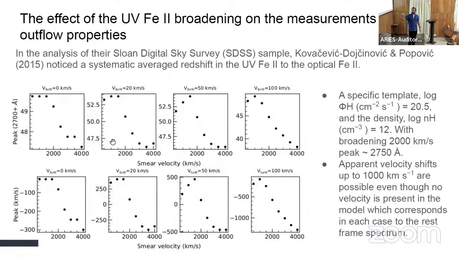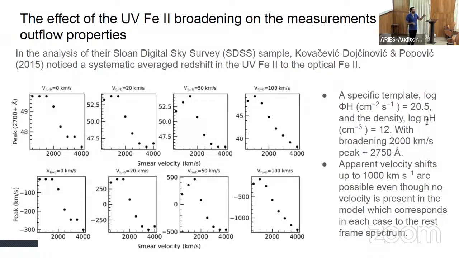Okay, so then we check whether there is an effect of broadening in the outflow which we are getting from the spectra. It could be because of the different broadening of the Fe2. So for that, we take one model for this value, phi is equal to 10 to the power 20.5 and density 10 to the power 12. And we applied a broadening of 2000 kilometer per second. And we found the peak in the UV range only, and it peaks at 2750 angstrom.